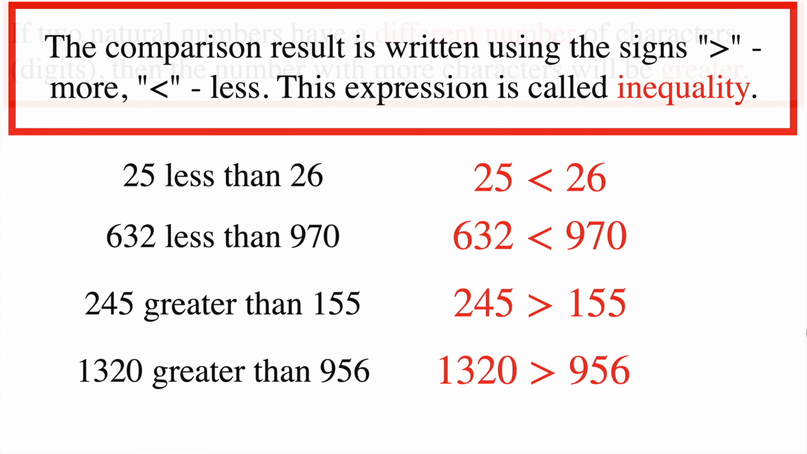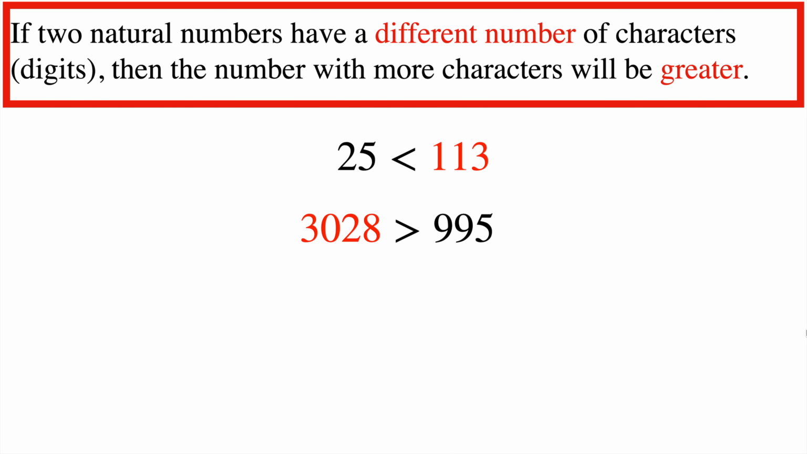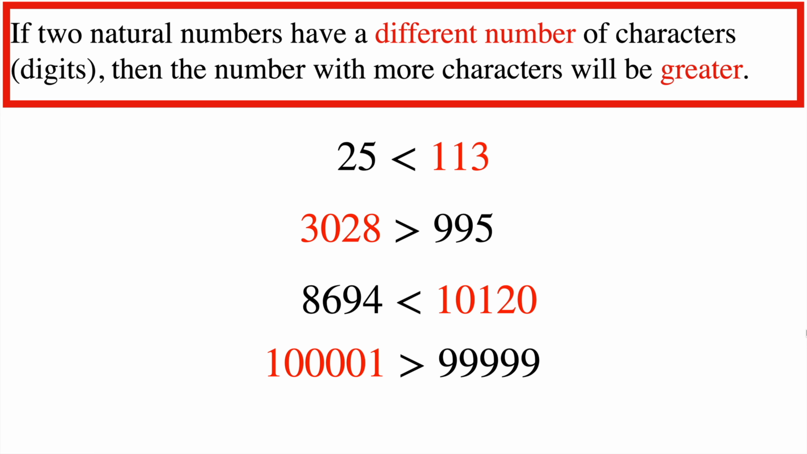If two natural numbers have a different number of digits, then the one with more digits will be larger. For example, 25 is less than 113. 3028 is greater than 995. 8694 is less than 10,120. And 100,001 is greater than 99,999. At this stage, it's very important not only to remember the rule and then say that the teacher told me so, but to try to find logic and understand why it could not be otherwise.